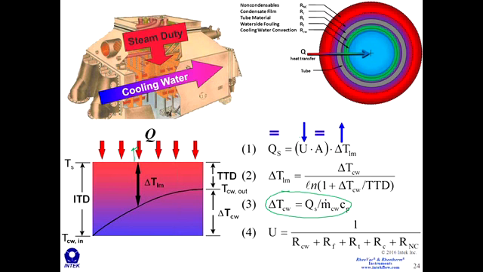You require a greater temperature difference to get the same amount of heat transfer through a more resistive, a lower heat transfer material.